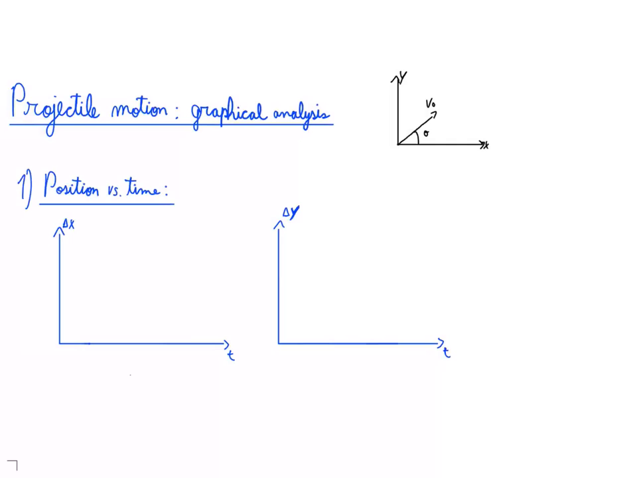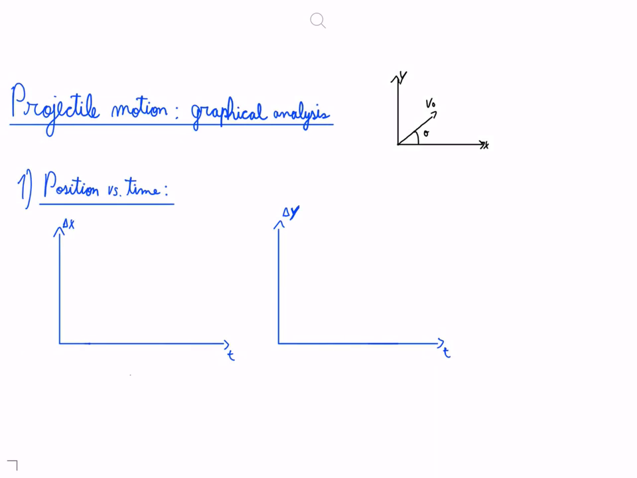Hey guys, in this video we will analyze projectile motion using three graphs: position versus time, velocity versus time, and acceleration versus time. So let's get right into the first one, position versus time. I have all these graphs broken into their x and y components to make the motion easier to visualize.